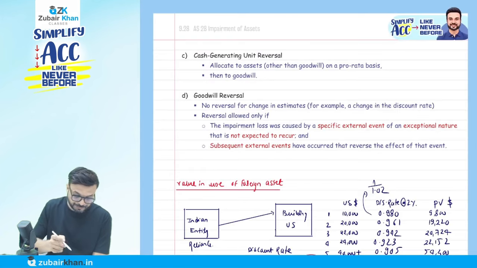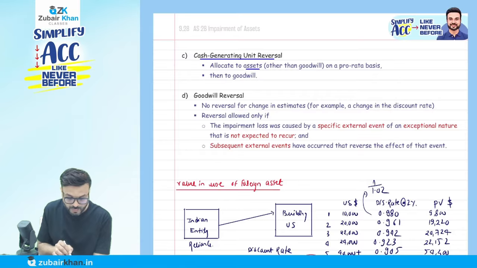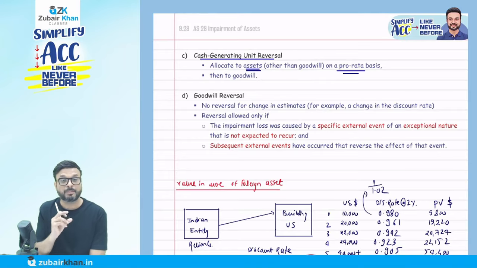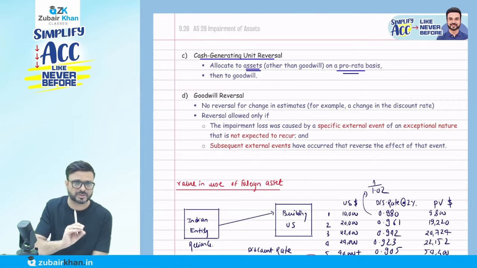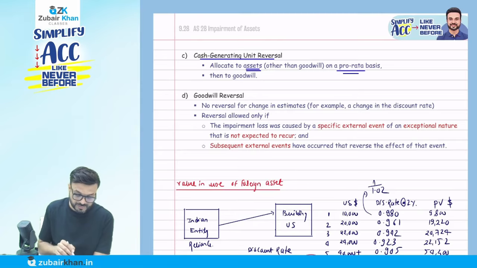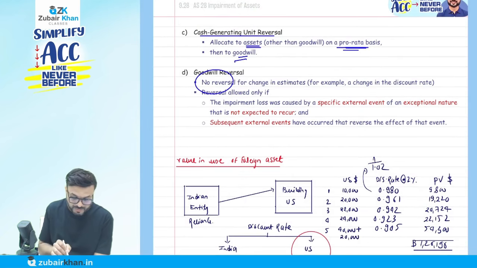Now they say when we do the reversal for a cash generating unit, reversal is allocated to assets other than goodwill. Remember, goodwill is generally not reversed. When impairment loss happens, first we adjust against the goodwill. But when it comes to reversal, it is not recommended. There are certain exceptions, but in general, we don't increase the value of the goodwill. So first they say allocate to assets other than goodwill on a pro rata basis and then to goodwill. No reversal for a change in estimate, for example, a change in the discount rate.